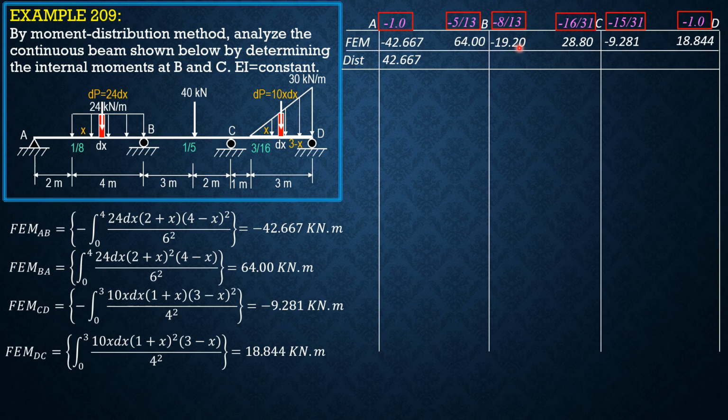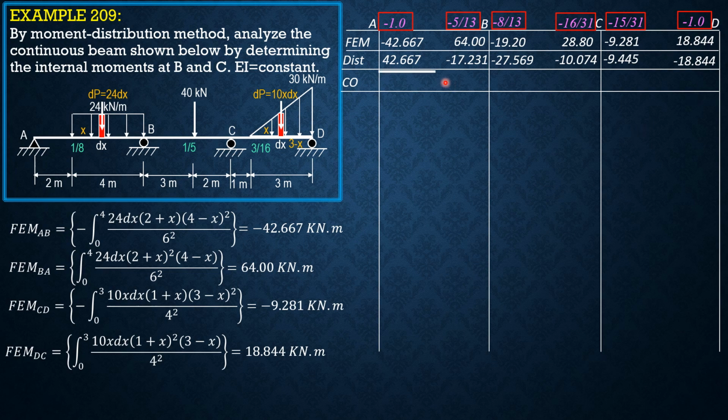Then let's distribute. So negative 42.67, negative 1, 42.667. Quantity 64 minus 19.2 times negative 5 over 13, negative 17.231. Replace negative 5 by negative 8, negative 27.569. Quantity 28.8 minus 9.281 times negative 16 over 31, negative 10.074. Replace negative 16 by negative 15, negative 9.445, and this is negative 18.844. So A and D are now balanced.